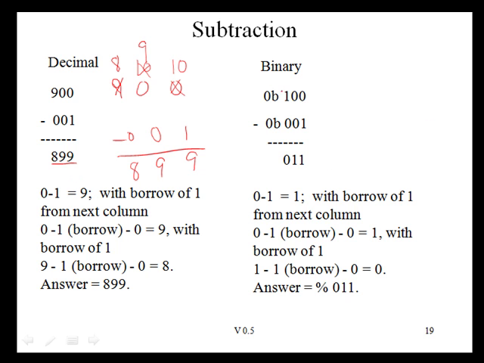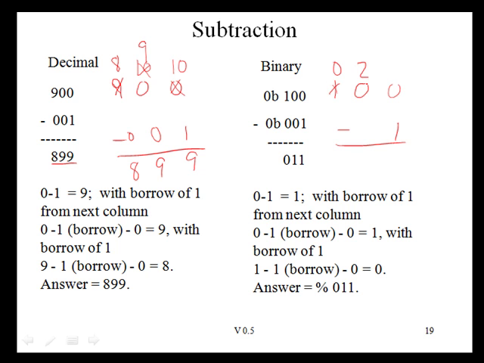We can do the same thing in binary. And doing binary subtraction, we want to do 100 minus 001. Let's see how this works. Let's expand this out. We're going to have 100 minus 1. So we need to borrow. So we're going to borrow 1 from here. That's going to leave that 0.